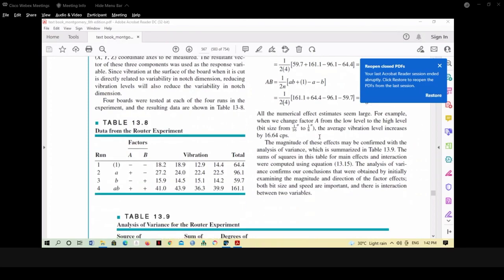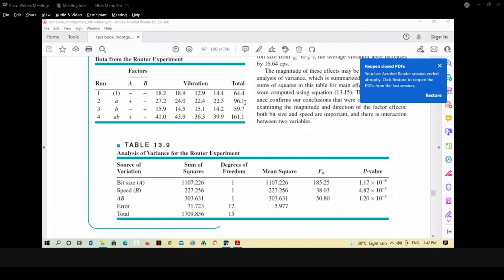Based on this, always consult the ANOVA. This is the main effect of A, the main effect of B, and then the interaction AB. If you look at this, what are the effects? All significant. So in order to develop the regression model, remember the regression model?